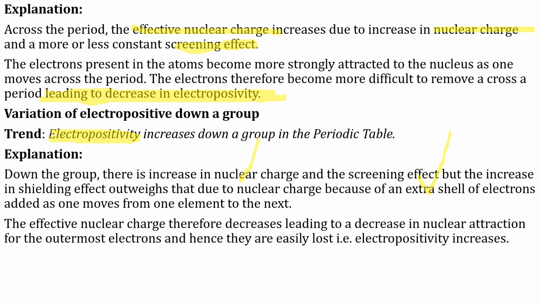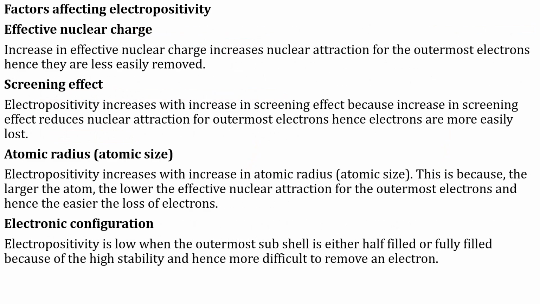So that's it for electropositivity across the group. In this slide, we are going to look at the factors affecting electropositivity. Here we have effective nuclear charge, screening effect, atomic radius, and electronic configuration. I've already explained effective nuclear charge, screening effect, and atomic radius. Let me explain electronic configuration.